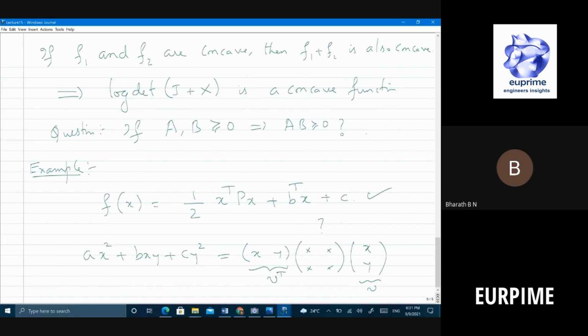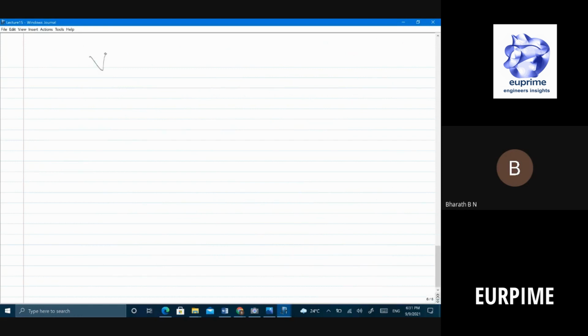Right? So you have x transpose, it's like x times P times x. What will be the second derivative? It's 2 times P, right? So the Hessian of this will be 2 times P. Of course, we have a half there, so the 2 cancels, and we have P.